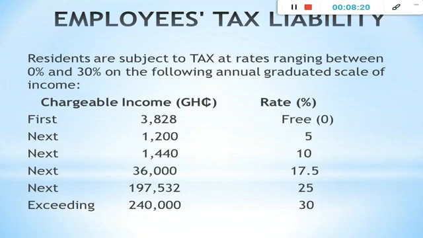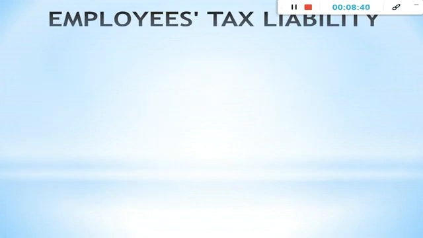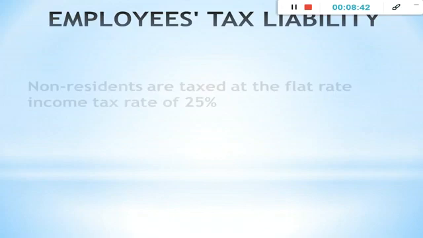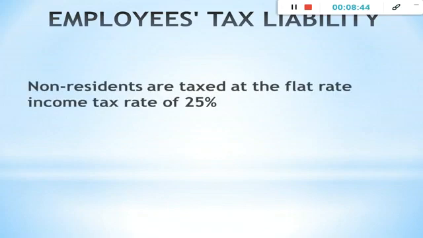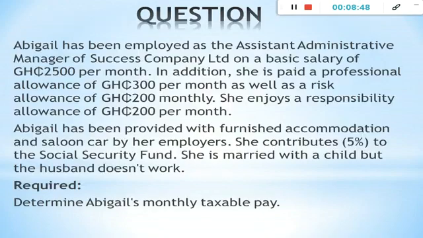Now if you check the table there, the first amount is free, and the reason why it's free is that it's the personal relief. The amount there is 3,828, so that's the personal relief. Then you follow with the rates, from 0% to 30%. You could check the rate from 0 through to 30. Then in a case where the person is a non-resident, what happens? Non-residents are taxed at a flat income tax rate of 25%.